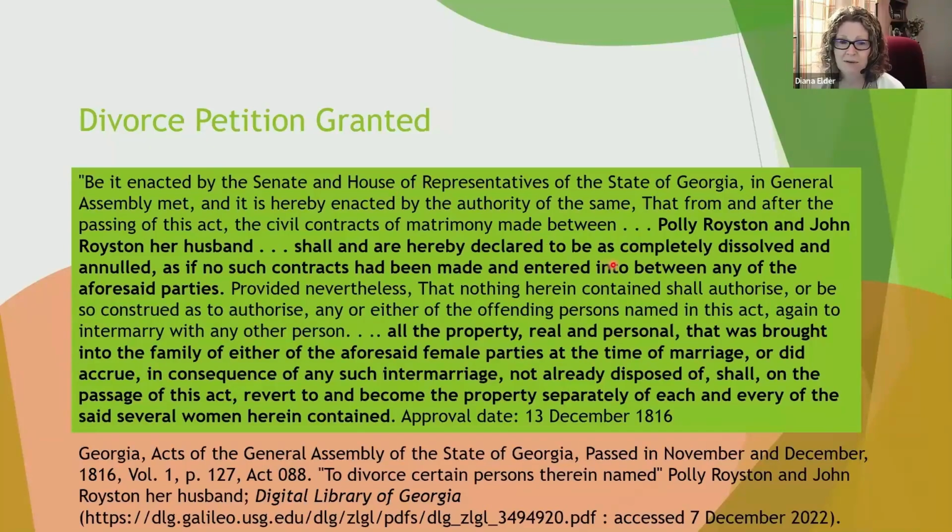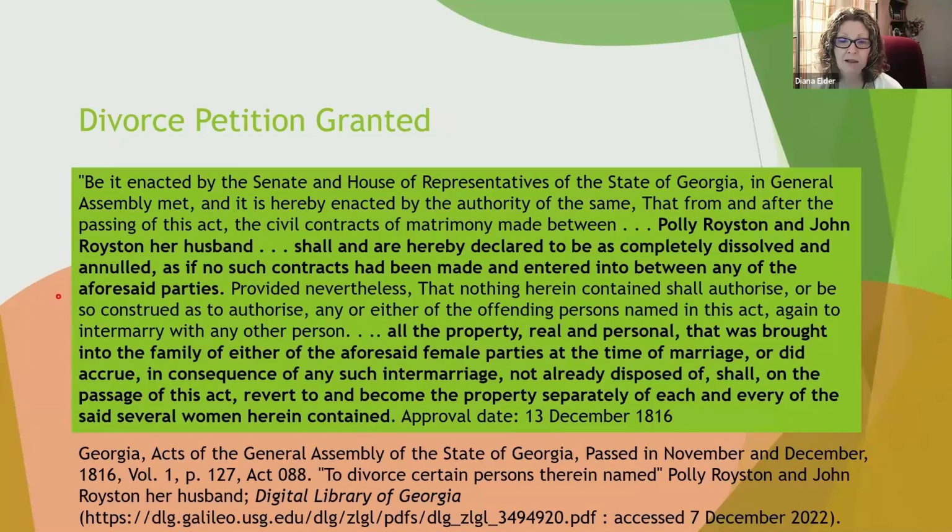And so there are several different couples that are listed in this record, and Polly Royston and John Royston, her husband, are among them. And we see that their marriage is completely dissolved and annulled. And here's the interesting thing. After some legalese, we learned that all the property, real and personal, that was brought into the family of either of the aforesaid female parties at the time of marriage, or did accrue in consequence of any such marriage, not already disposed of, shall, on the passage of this act, revert to and become the property separately of each and every of the several women herein contained.